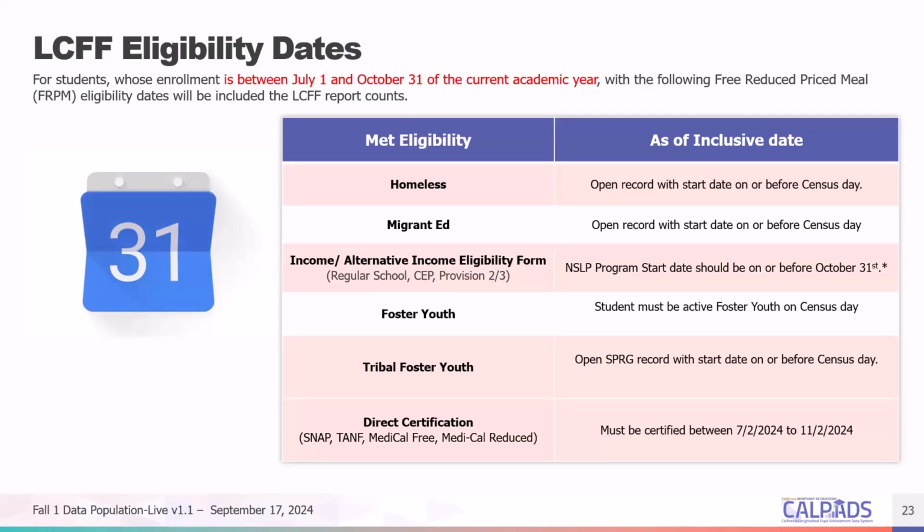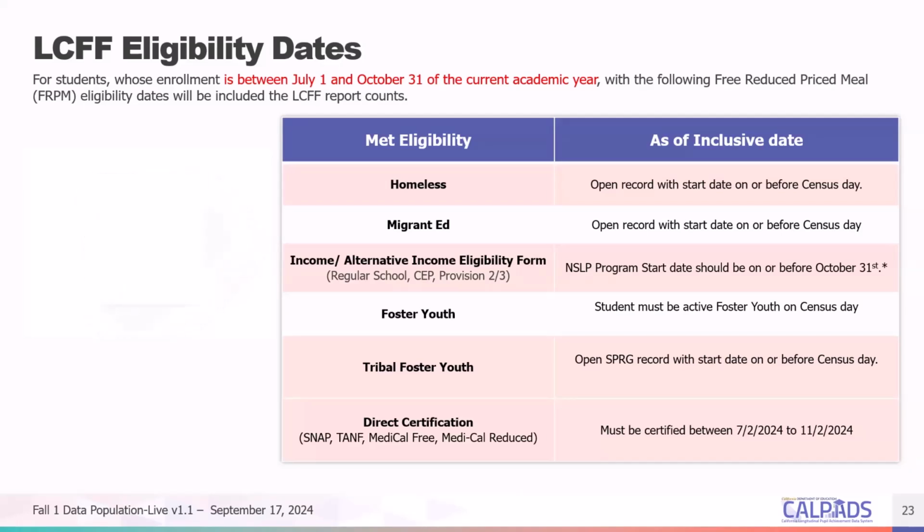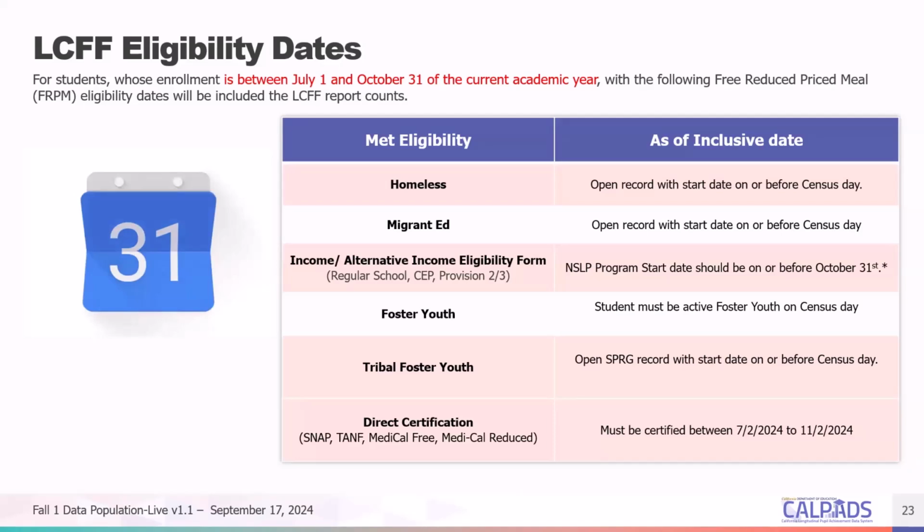And then with regards to direct certification, matching happens at the state level. There's also direct certification that happens at the local level. And with regards to direct certification, students must be certified between July 2nd and November 2nd of the current year. So those are the two exceptional programs here, the NSLP program and direct certification.